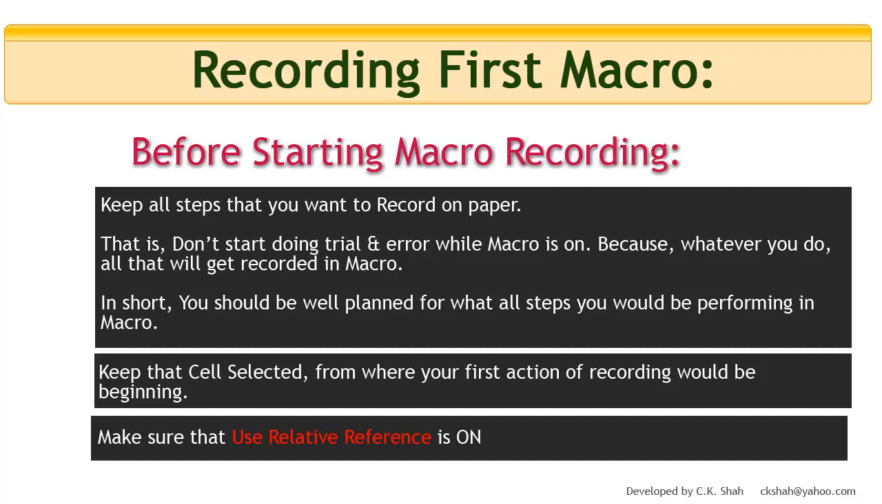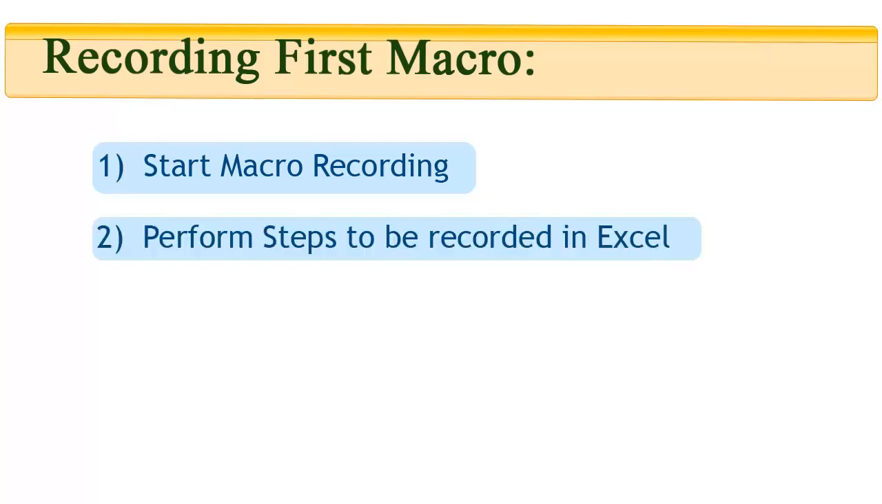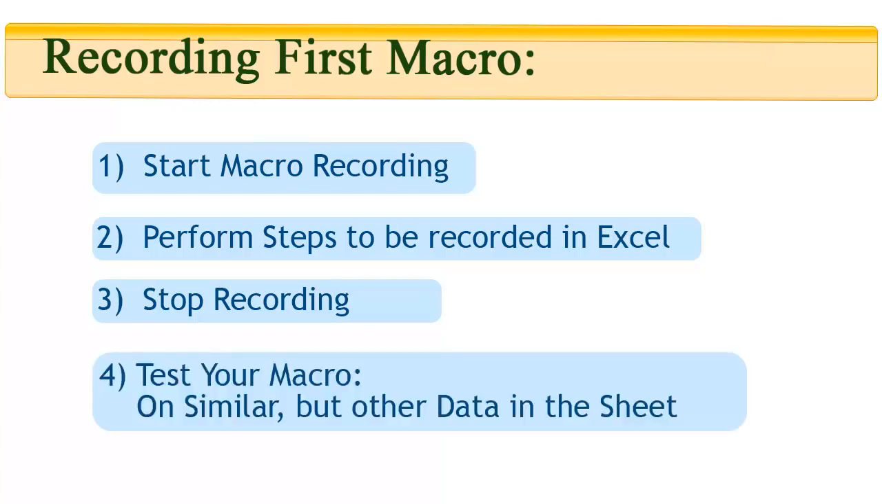Believe me, if you are careless about any of these precautions, you will not be able to make your macro successful. Macro recording will involve 4 steps. Step 1: Starting the macro recording. In Step 2, you will perform all the steps that you need to record. Then stop the macro recording, and last, check your macro for its working.